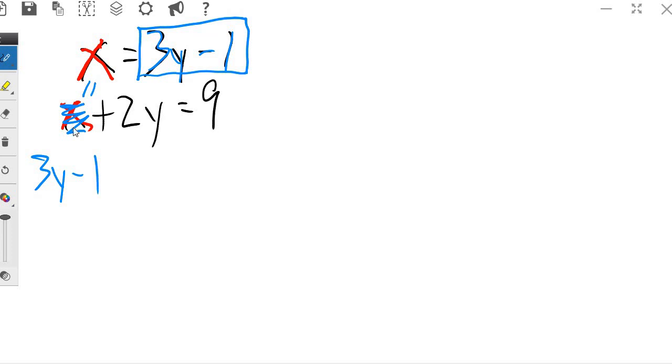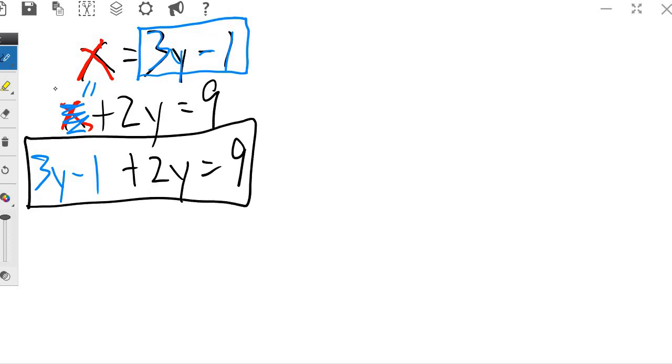X is equal to x and x is equal to 3y minus 1. So I'm just going to take 3y minus 1 and replace that x with that. Why do we do that? Check it out. This is why it needs creativity to solve, right? 2y equals 9. Now look at this new equation. This new equation only has one type of variable, the y, right?